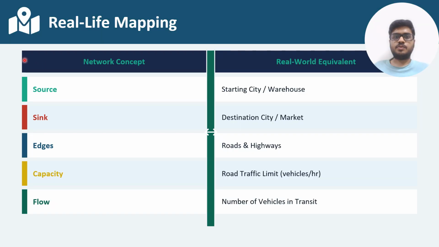In real life, we can map this concept easily. The source can be a starting city or warehouse, and the sink can be a destination city or market. Roads and highways are represented by edges, and their capacity shows the traffic limit. The flow represents the number of vehicles moving through the network.